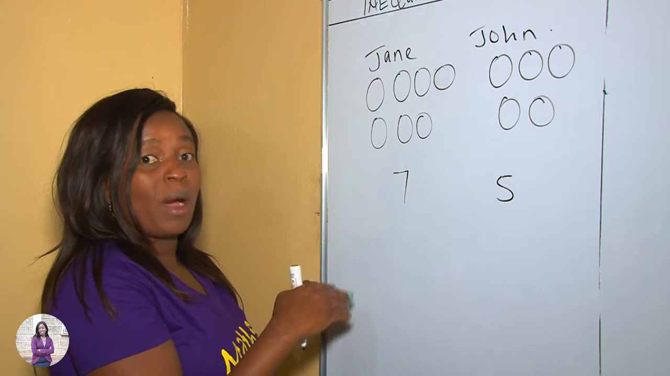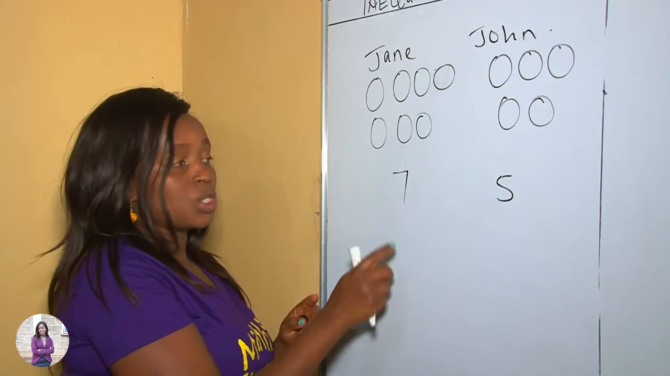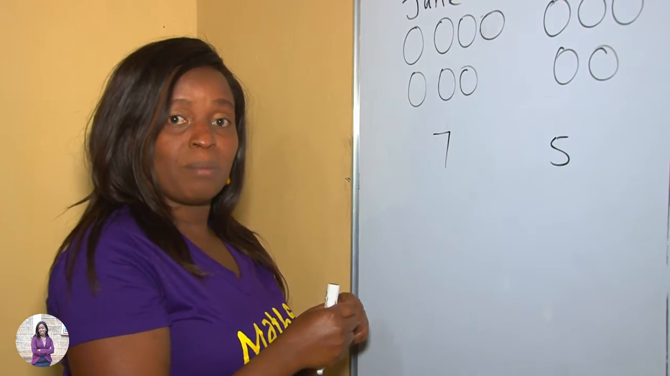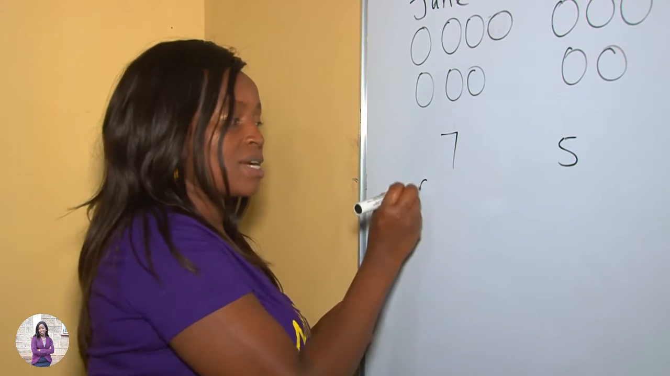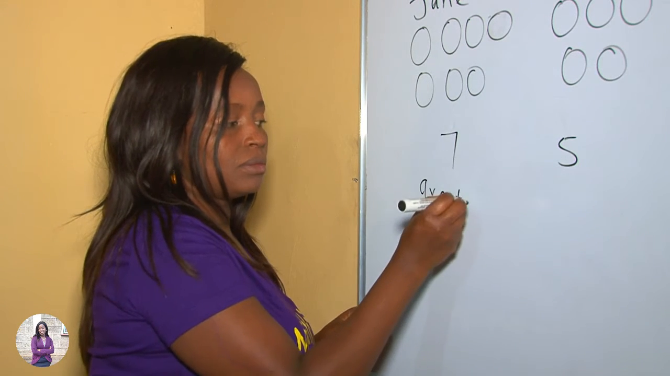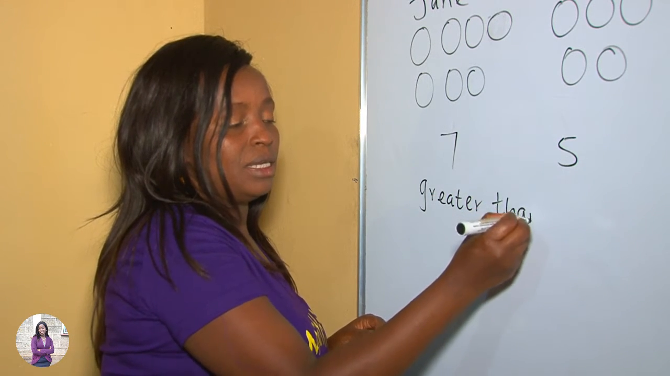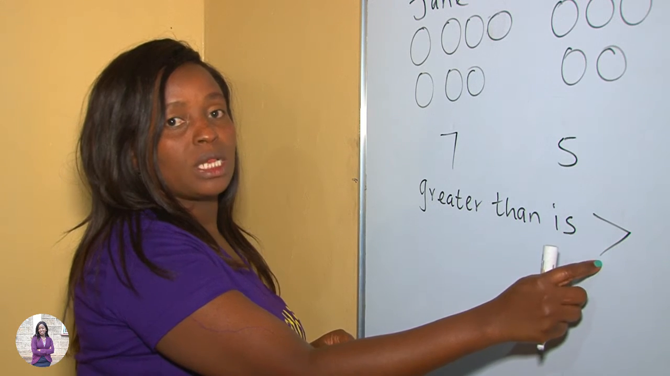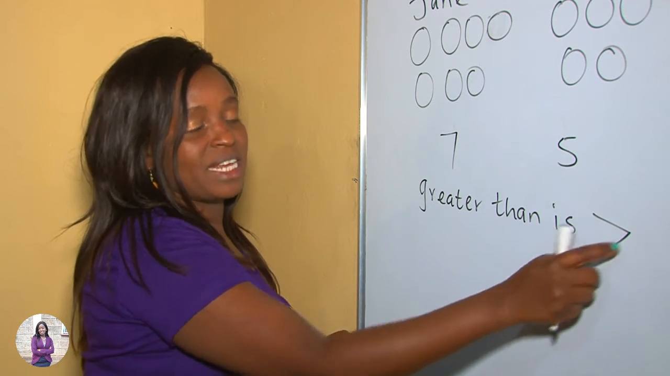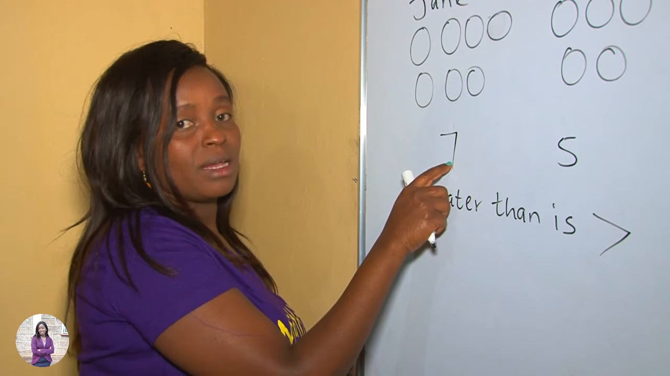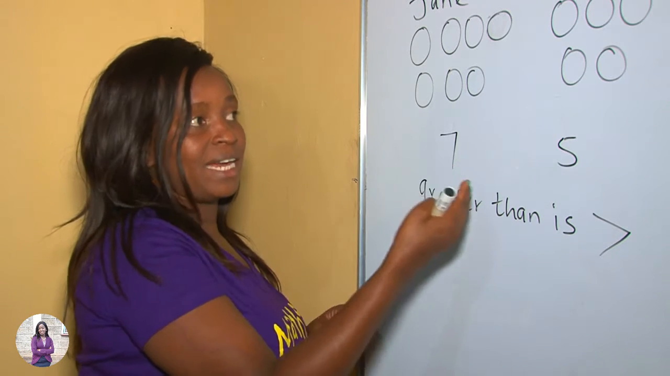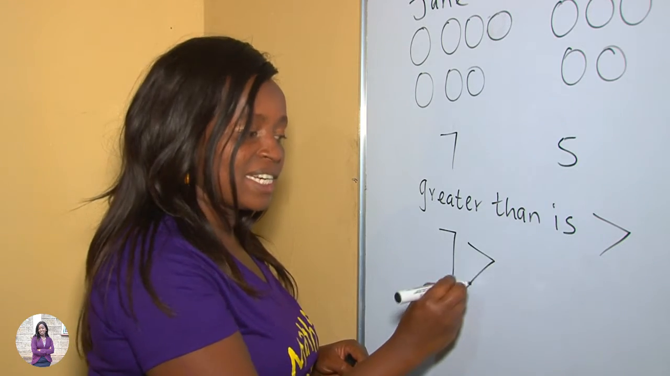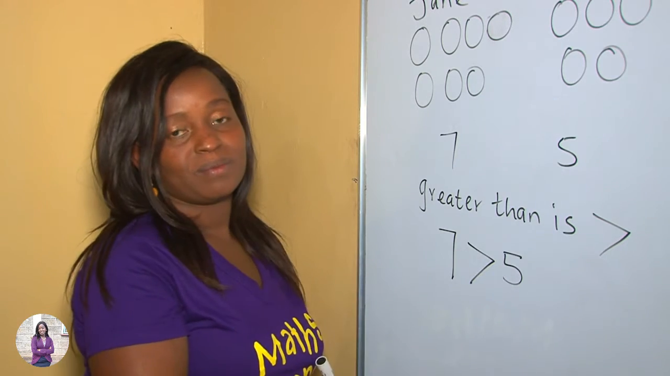In mathematics, the word bigger is greater. So 7 is greater than 5. In mathematics, the symbol that we use to represent the word greater than is this sign. So this symbol in mathematics means greater than. Therefore, 7 apples are greater than 5 apples. So we write it as 7 is greater than 5.